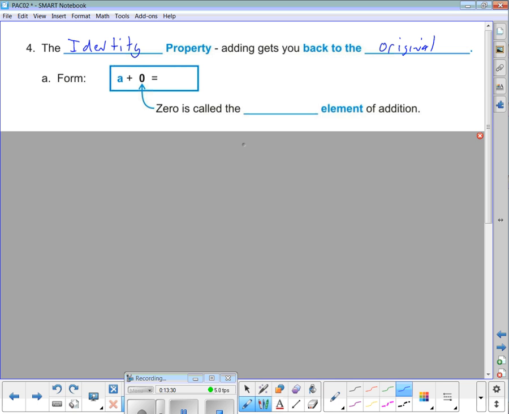All right, so look at our example. A, any number. Number could be 10, 7, -3, could be a fraction, could be a decimal, 2.79. Any first number added to 0 will give you right back to the original. Will give you A. A plus 0 equals A. The identity property. You're back to the original.